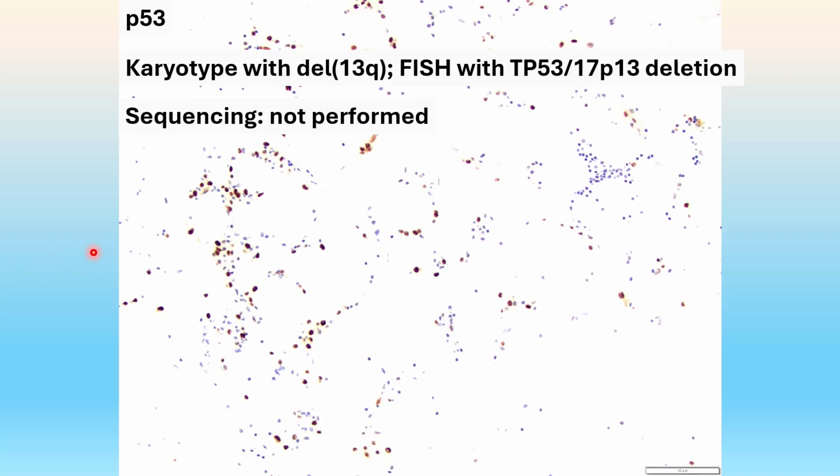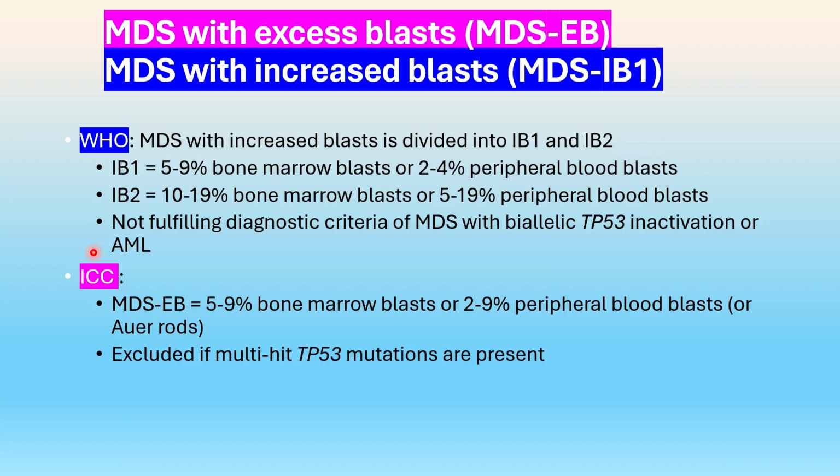So how do you classify this case? According to the WHO, you will put this into the hypoplastic MDS. According to the ICC, you would definitely want to do NGS to rule out presence of multi-hit P53, which is a completely different entity. So I think this is just an interesting entity to keep track of and to see how this evolves and if this survives into the new classification.